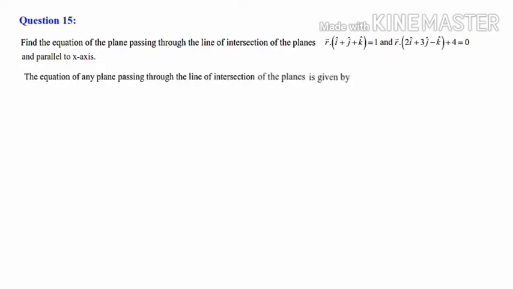We have already learned how to write the equation of the plane passing through the intersection of two planes. It is given by vector r dot i cap plus j cap plus k cap minus 1 plus lambda into vector r dot 2 i cap plus 3 j cap minus k cap plus 4 is equal to 0. That is P1. This plus 1 we have to bring to the left side, so it becomes minus 1. So this plane equation plus lambda into this plane equation is equal to 0. We have to group it.